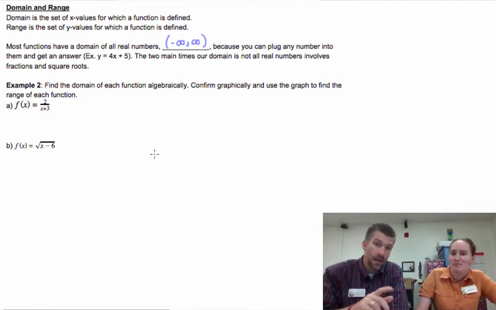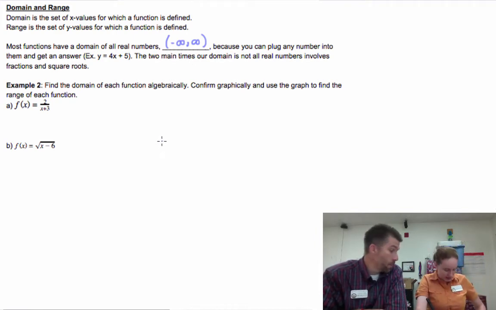Yeah, and interval notation is super handy. Yes, it is like the best way.